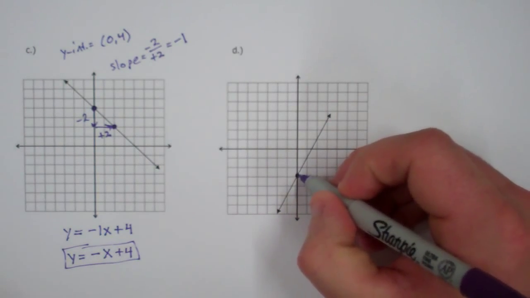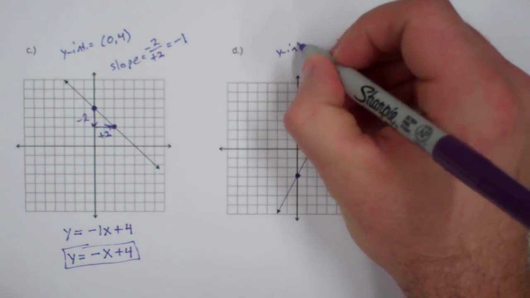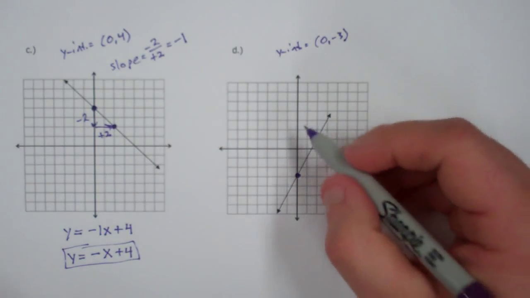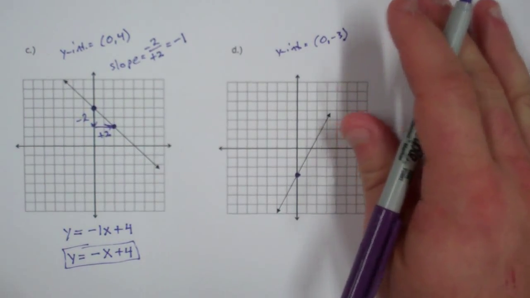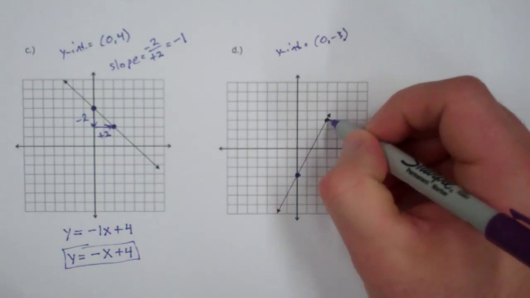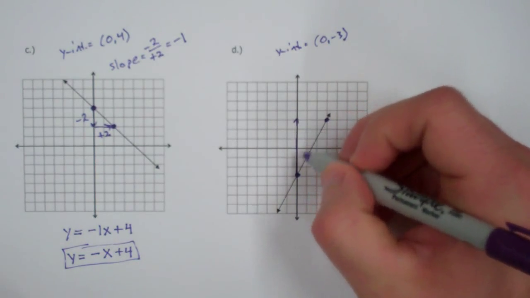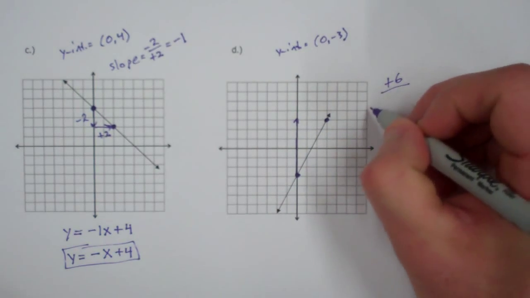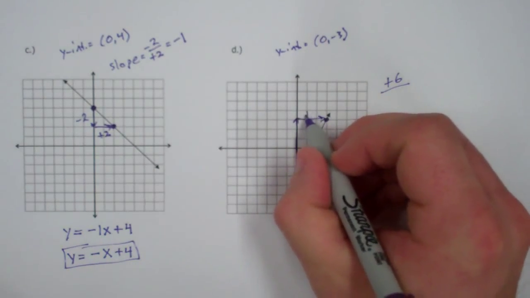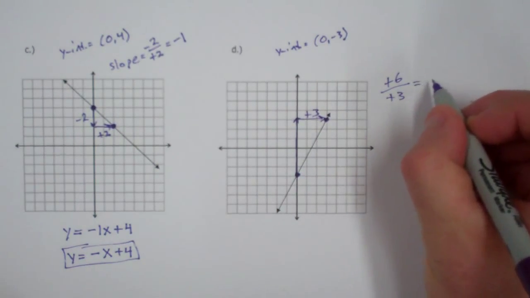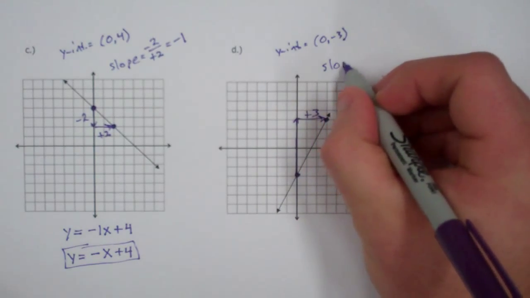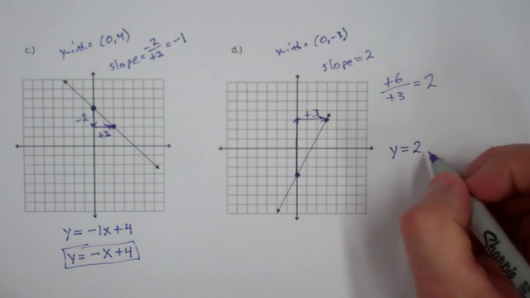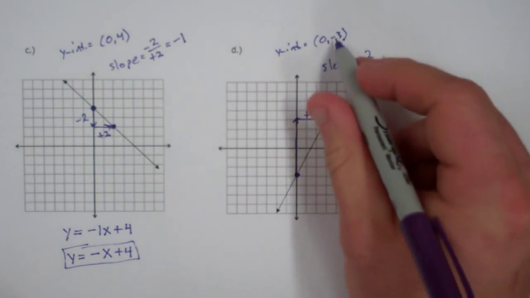With the next one, it looks like we have a y-intercept of (0, negative 3). The slope, we can pick any 2 points. Let's pick just this one for grins. So we're going to go 1, 2, 3, 4, 5, 6. So the rise is 6, and the run is 3. 6 divided by 3 is 2. That's the slope. Slope-intercept form, y is equal to 2x minus 3.